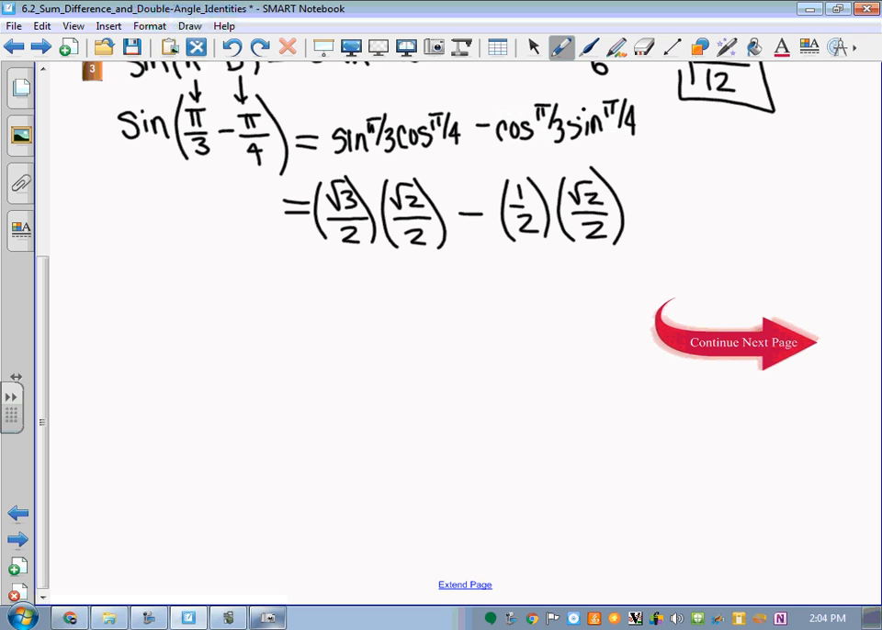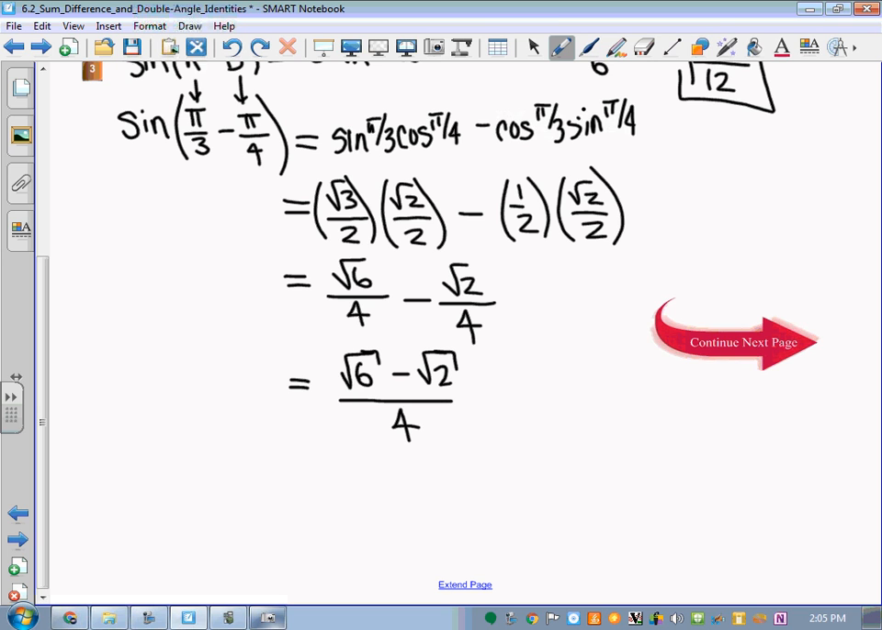What I can do now is simplify those expressions. Root 3 times root 2 is root 6. 2 times 2 is 4. 1 times root 2 is root 2. And 2 times 2 is 4. Radicals cannot be added or subtracted unless they have the same radicand. Root 6 and root 2 do not. So we would have to simply combine these and say root 6 minus root 2 all divided by 4. And that is what the sine of pi over 3 minus pi over 4 is.